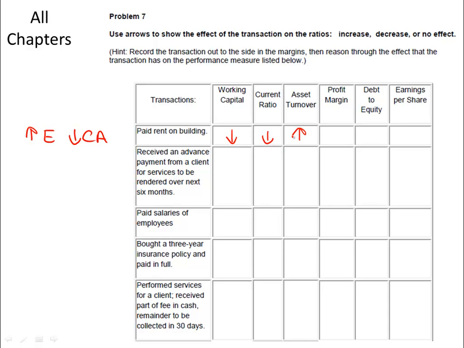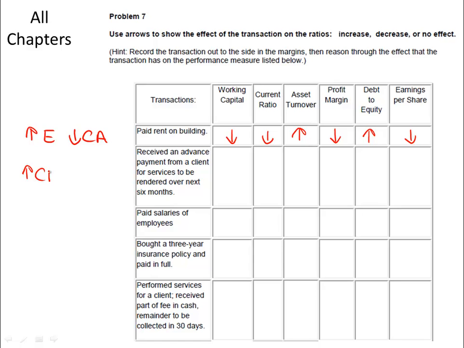Your asset turnover would increase. Your profit margin would be reduced because your expenses went up. Your debt to equity would increase because your shareholders' equity went down, and earnings per share will also decrease because expenses went up.